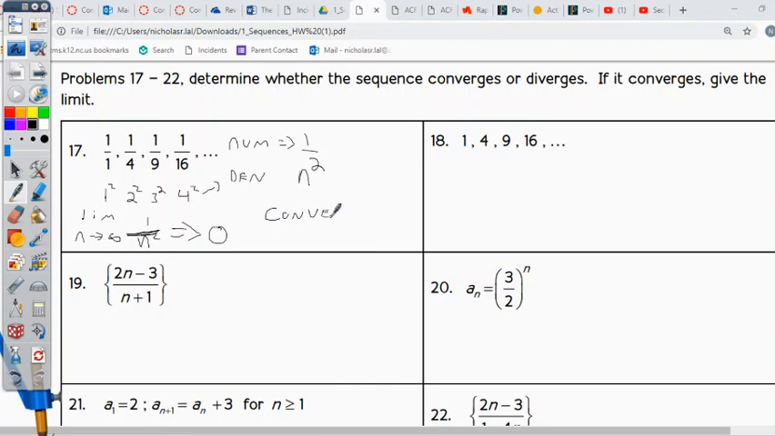Is it always like this, where you find the sequence and then take the limit? Because the last couple ones you did, it was always like 0.